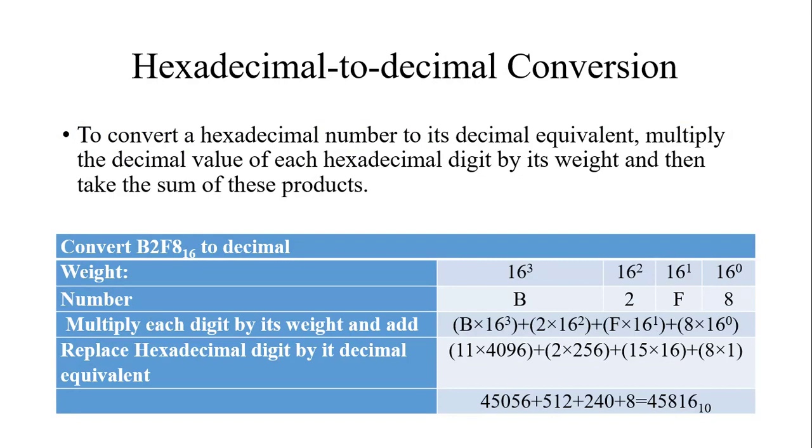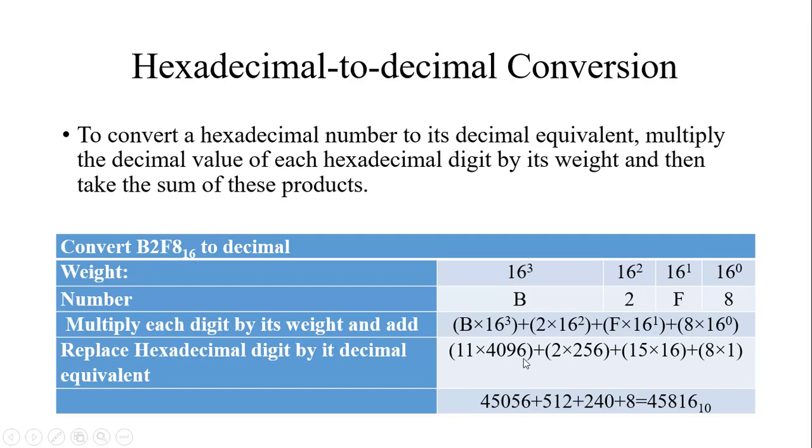Hexadecimal: similarly, we can convert hexadecimal to decimal by multiplying each digit with its corresponding weight and adding. To convert this number, B2F8, which is a hexadecimal number, to decimal, we multiply each digit with its weight and add. Here we cannot multiply B directly with 16, so replace B by its decimal equivalent. So F is replaced by 15 and B is replaced by 11.